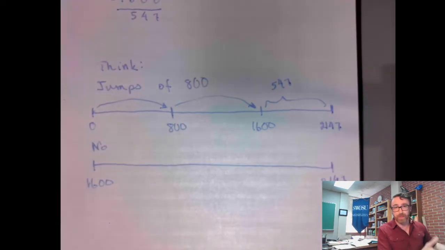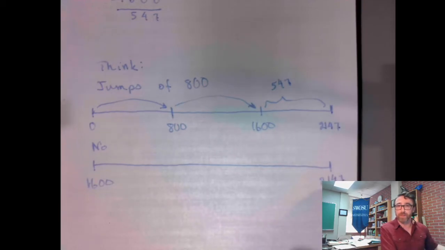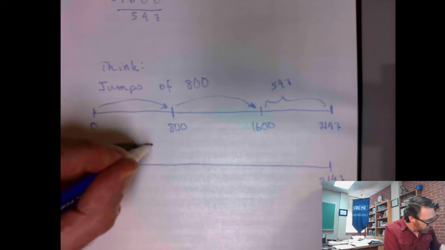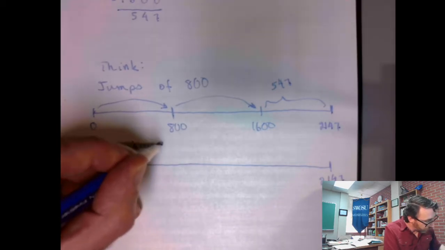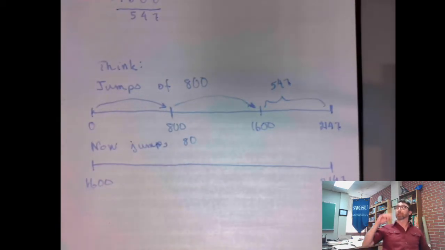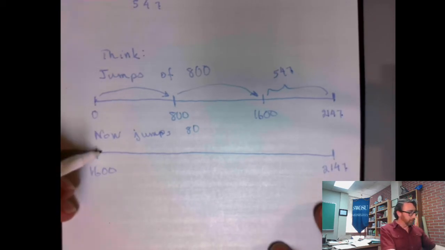Now, of course, we're not doing jumps of 800 anymore. We just said if you did any more jumps of 800, you'd go over 2147, which is not what we want. What we're going to do now is jumps of 80. Okay? How many jumps of 80 can I get in?